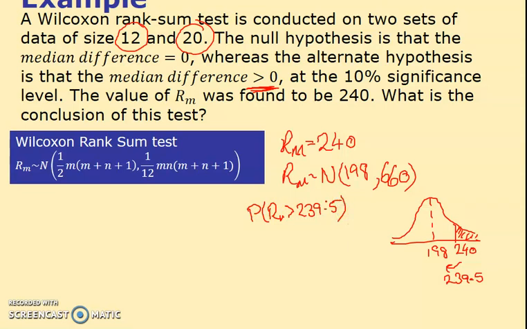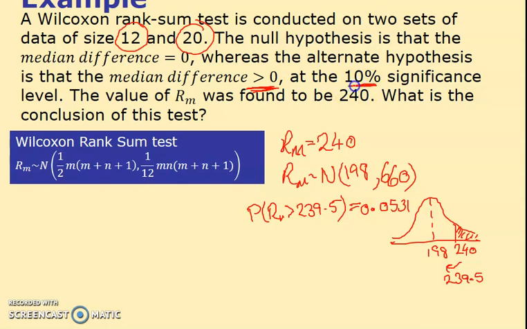is. So I'm going to do menu 7. So this time my 239.5 is my lower. My upper is 9999. My sigma is the square root of 660 and 198 for my mu. This will give me 0.0531.